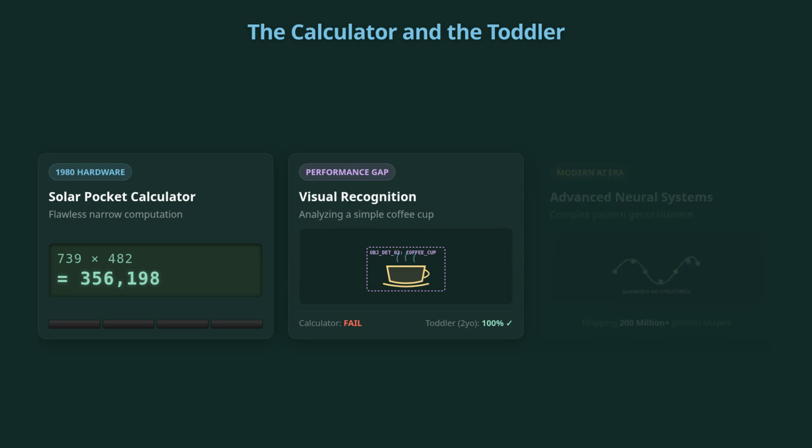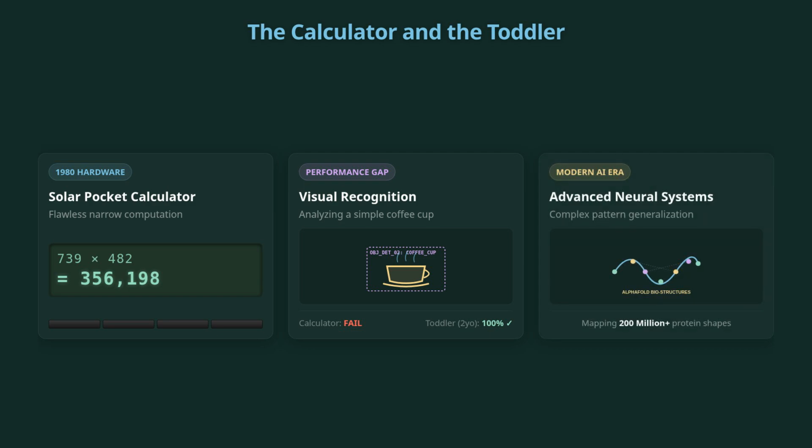Today's most advanced artificial intelligence systems are incredibly powerful, but they are still fundamentally like that calculator, highly specialized. We call this narrow AI. It excels at specific tasks, like predicting protein structures with AlphaFold 2 or matching chess moves with Stockfish 15, but completely collapses if you ask it to do anything outside its pre-programmed domain.